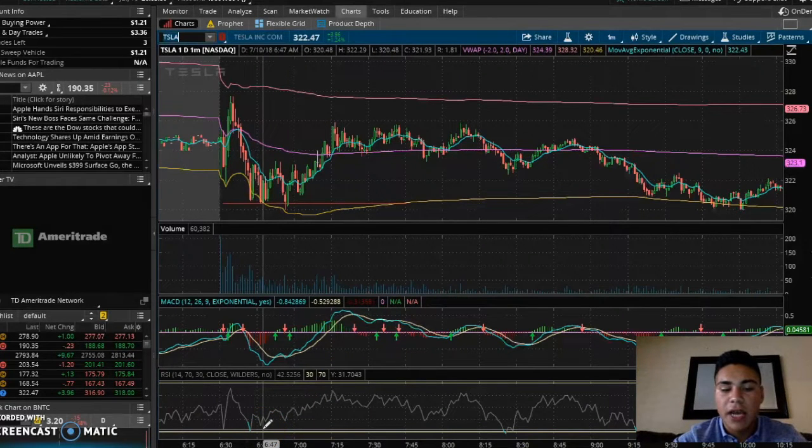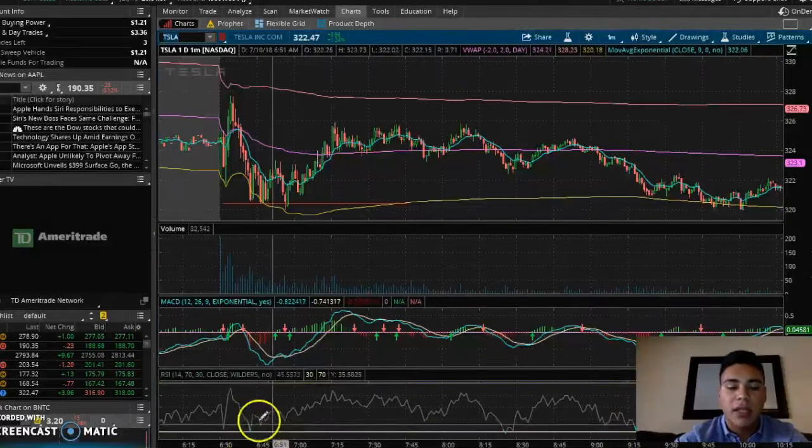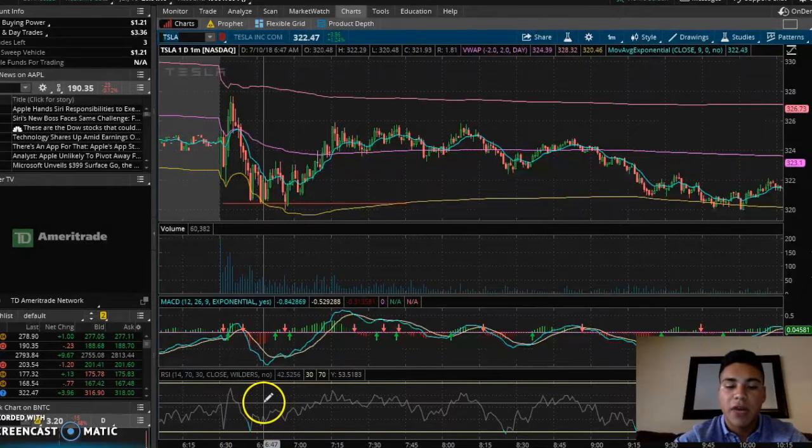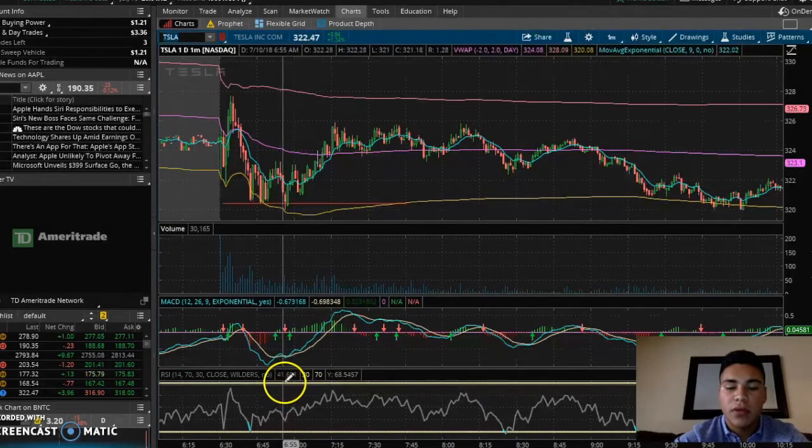Typically, if an RSI is below 30, it's indicating that the stock is oversold, right? So a lot more people are selling than buying, so the price is at a somewhat good deal to buy, right? We're looking for that deal. Again, supply and demand. So you're looking for the best price to get in, best price to get out.